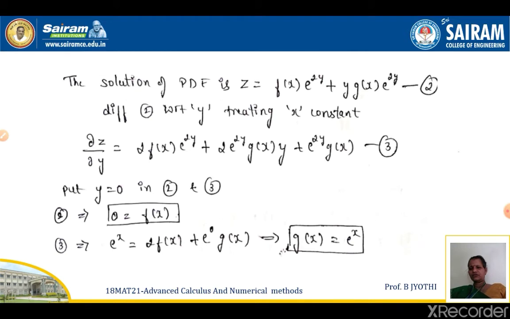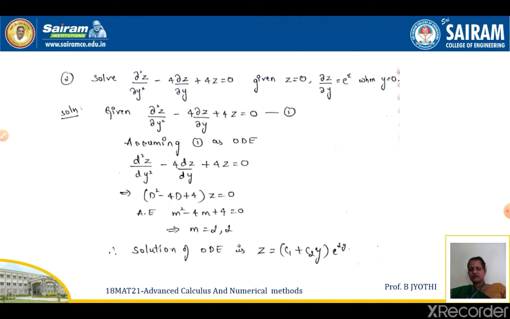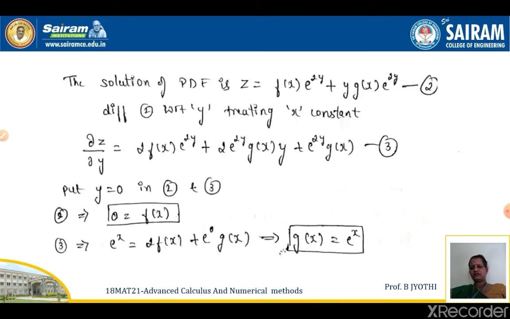It is a repeated root, therefore the solution of the ODE is given by z = (c1 + c2 y) e^(2y), where c1 and c2 should be replaced with functions of x. So z = f(x) e^(2y) + y g(x) e^(2y).